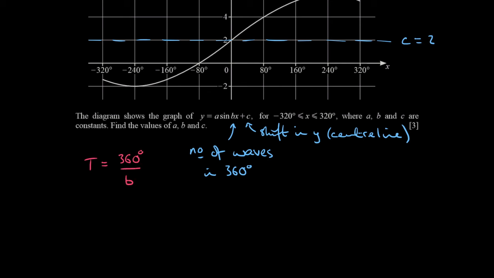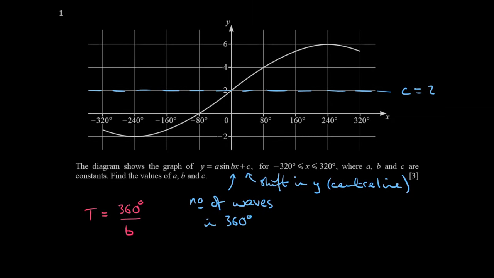Now, why is that? Well, let's just think of our example again. Let's say b is 2. That means there are 2 waves in 360. So how big would one wave be? It would be 360 divided by 2, which is 180 degrees. Or let's say our b is 3. It would mean there are 3 waves in 360 degrees. And so what would be our T, what would be the period, the size of one wave? It would be 360 divided by 3, 120 degrees.